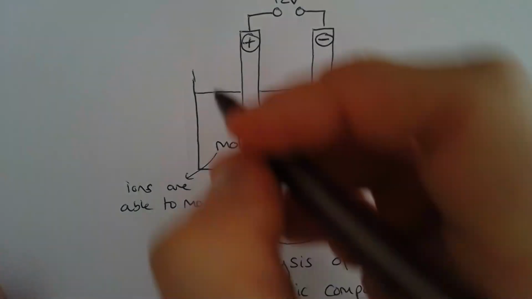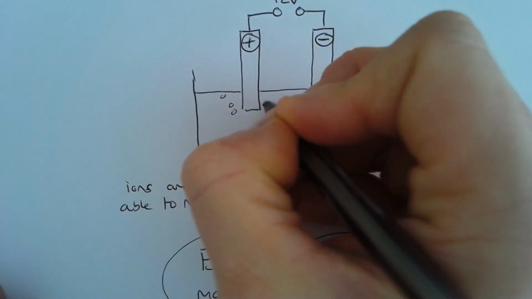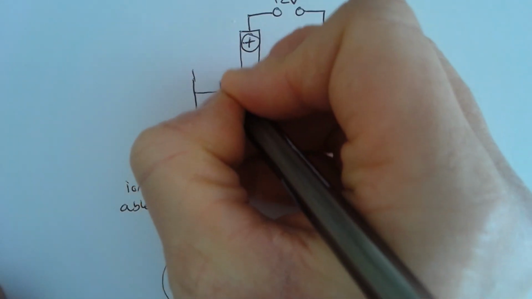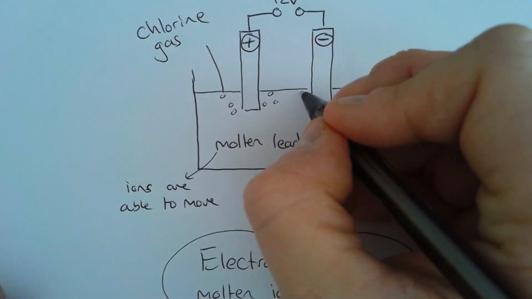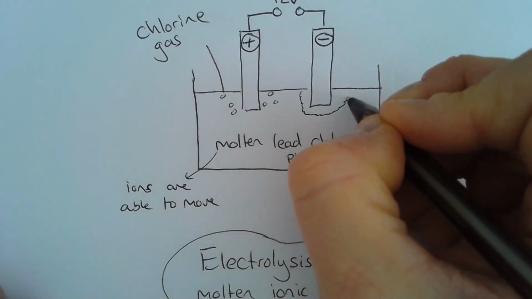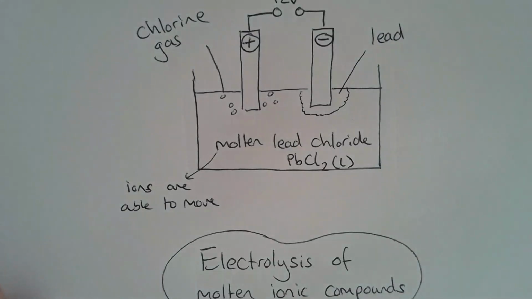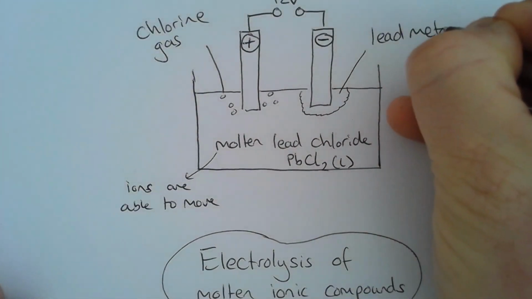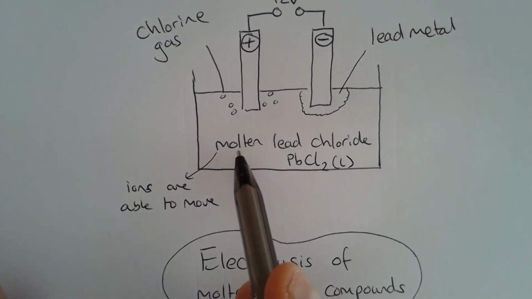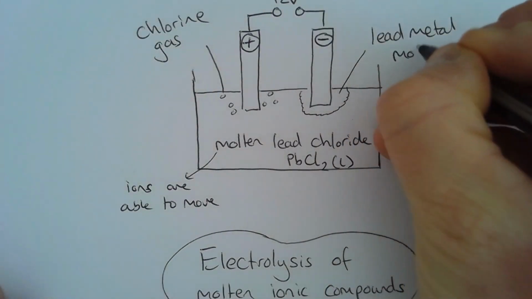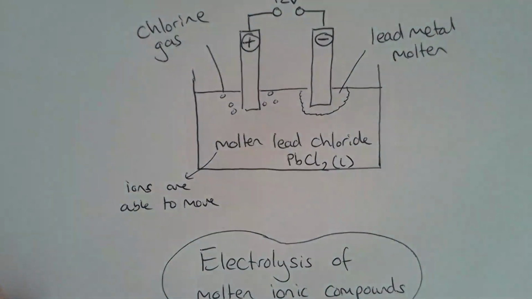And we would see two things happening. At the positive electrode, we would see chlorine gas being produced, and at the negative electrode we would see lead being produced, so lead metal. But obviously this is taking place at a high temperature because it's molten, so the lead metal would likely be molten as well, or liquid as well.